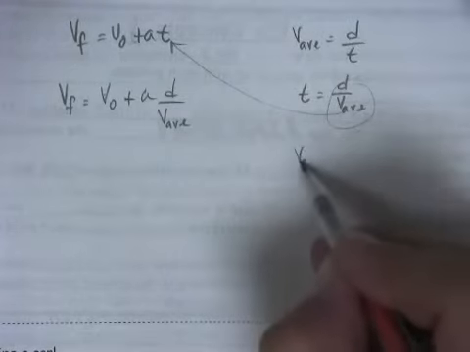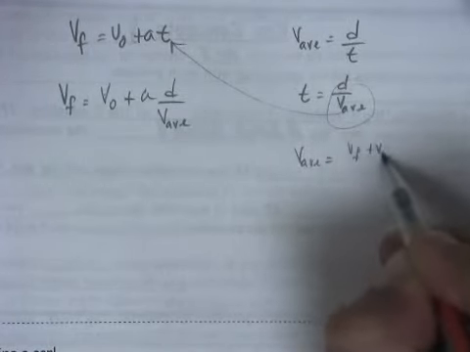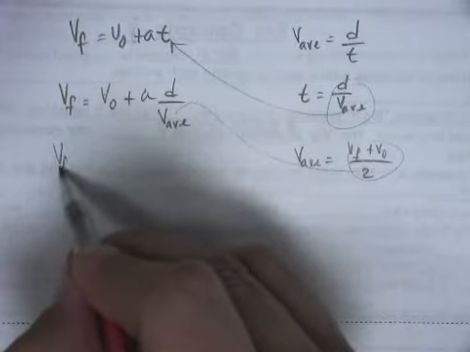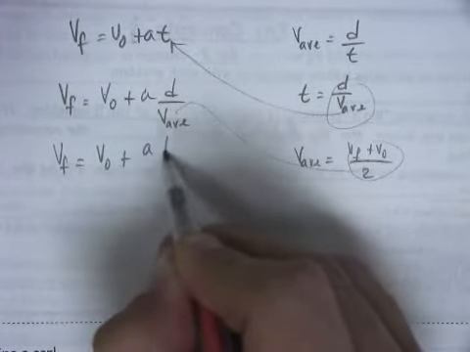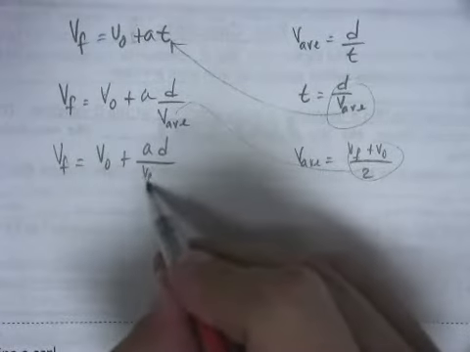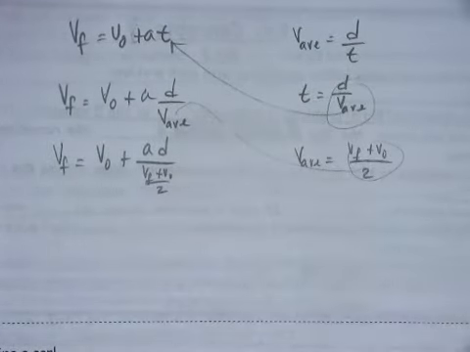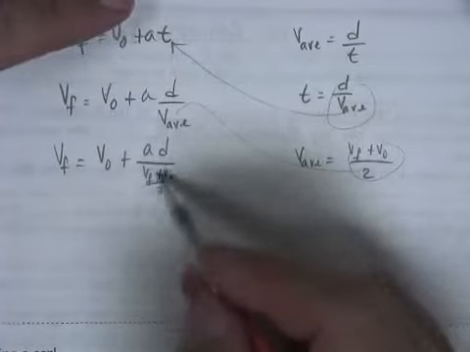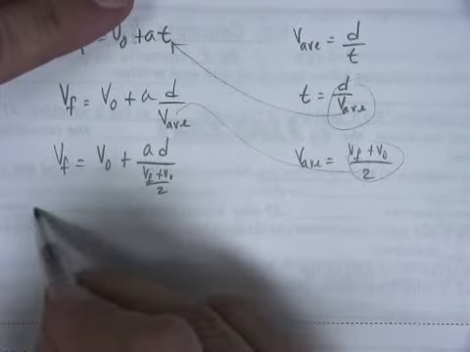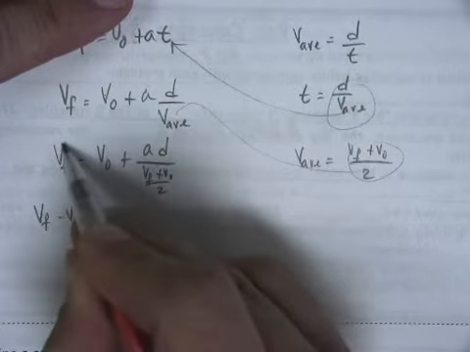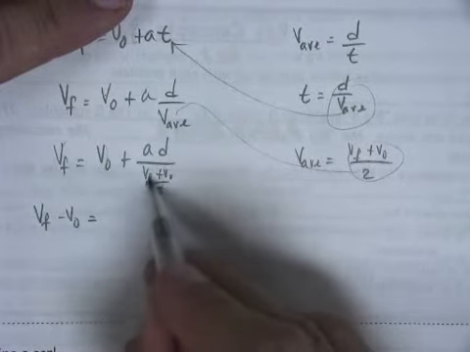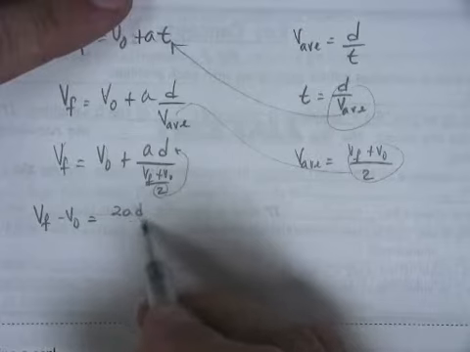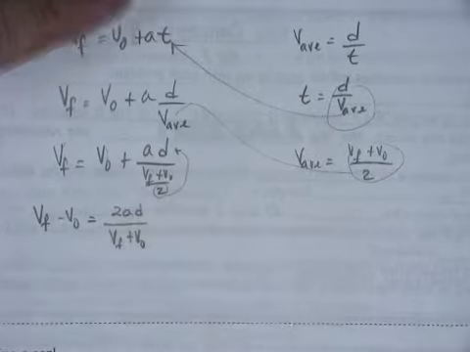Okay, next one. We're going to recall the average speed was also adding up your speeds divided by 2. And we're going to take this piece and substitute it into that guy there. So we get final speed equals initial speed plus a d, because that's on top, divided by a mess, vf plus vo all divided by 2. And then the rest of this is basically algebra, and we just got to work this through. So I'm going to invert and multiply this guy, and at the same time move the vo to the other side. So I'm going to say vf minus vo, equals, when I invert this one, that 2 shows up in the numerator. So I get 2ad all over vf plus vo.